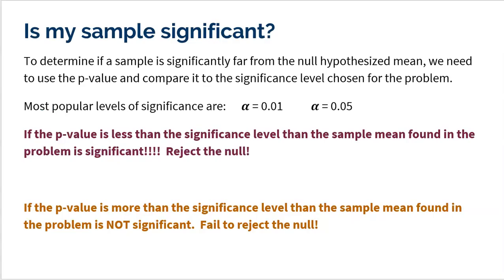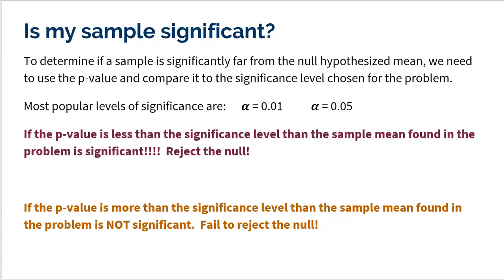So is my sample significant? And we're going to need the p-value to help us understand that. And we need to compare that p-value to what we call the significance level, or alpha. Alpha and the significance level are the same thing. The two most common significance levels are 1% and 5%, 0.01 and 0.05.